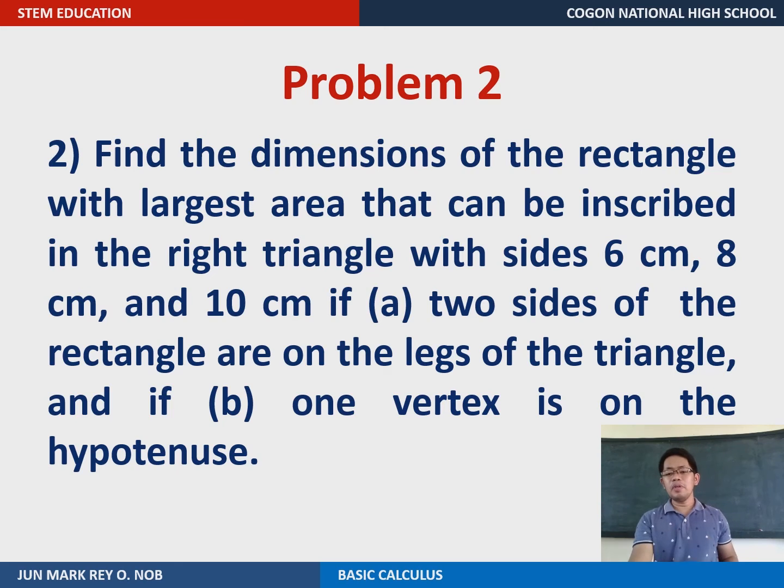Now, for number 2, find the dimensions of the rectangle with the largest area that can be inscribed in the right triangle with the sides 6, 8, and 10 centimeters if two sides of the rectangle are on the legs of the triangle and if one vertex is on the hypotenuse.